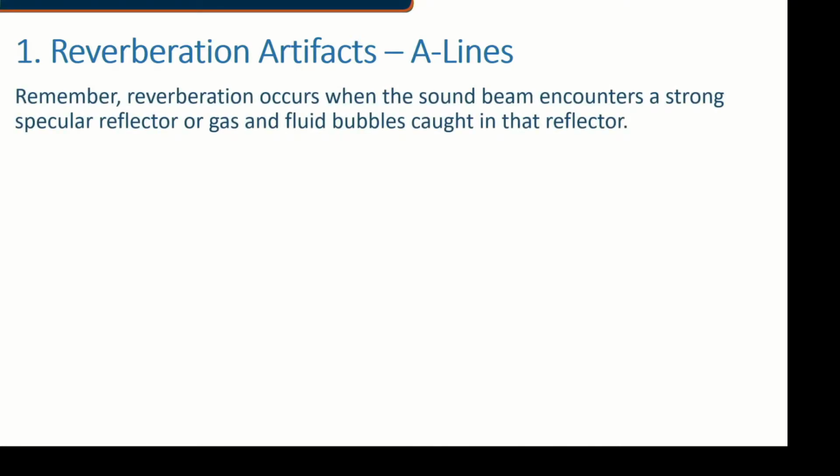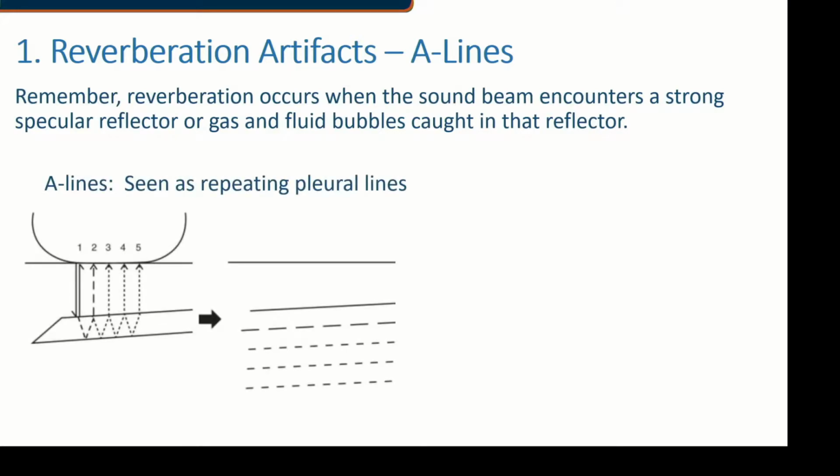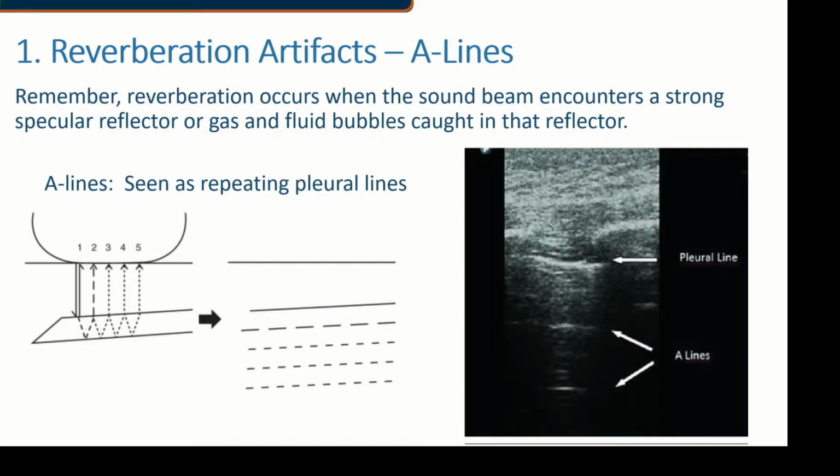So a little bit about the A lines and this specific reverberation artifact. If you recall, reverberation is when the sound beam encounters some strong specular reflectors or gas or fluid bubbles caught in that reflector, and we can use that to our advantage. So as the sound beam hits the pleural layers, it will reverberate back and forth within those layers. As each reverberation returns, we get a duplication of the pleural line, and it'll look something like this.